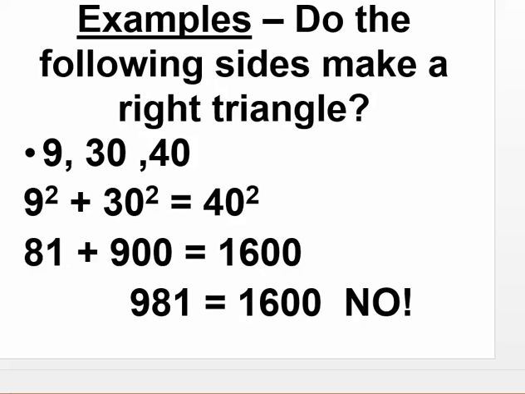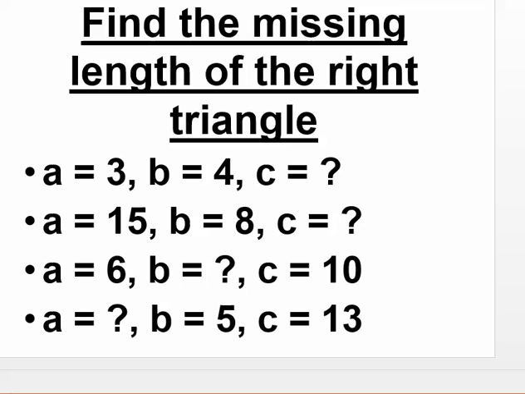Do the following sides make a right triangle? 9, 30, and 40. 9 squared plus 30 squared is equal to 40 squared. 81 plus 900 is equal to 1600? No, it's not. So it is not a right triangle. We can use this information to identify whether or not a triangle is a right triangle.